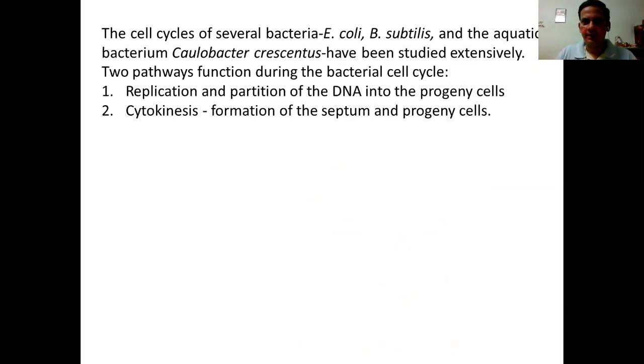So, although the cell cycle has been investigated in a lot of organisms, some of them, such as E. coli, Bacillus subtilis, and Caulobacter crescentus, have been extensively studied. When we talk about the cell cycle, there are two major points that need to be taken care of. Number one is the replication and partition of DNA into the progeny cells. So it's kind of a two-step process.